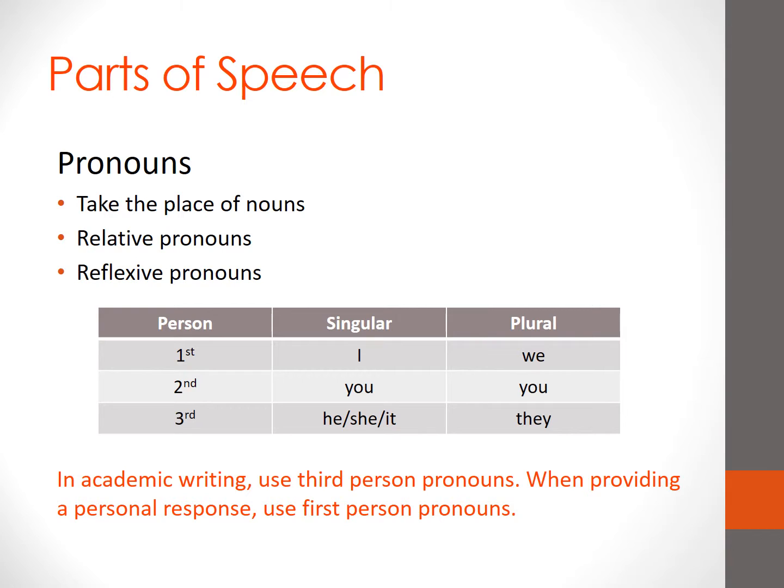In academic writing, we should use third-person pronouns. An exception would be when you're providing a personal response, then you can use first-person pronouns. But when you're reviewing literature in an academic paper, you will want to stay in third person. So in an academic paper, I shouldn't see any pronouns like I, my, mine, we, us, or you, or your. So that's important to remember, to stay in third person in academic writing.